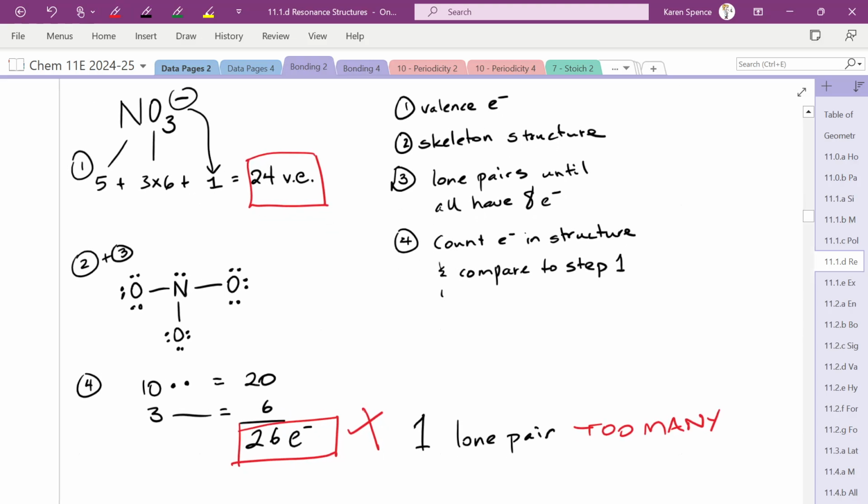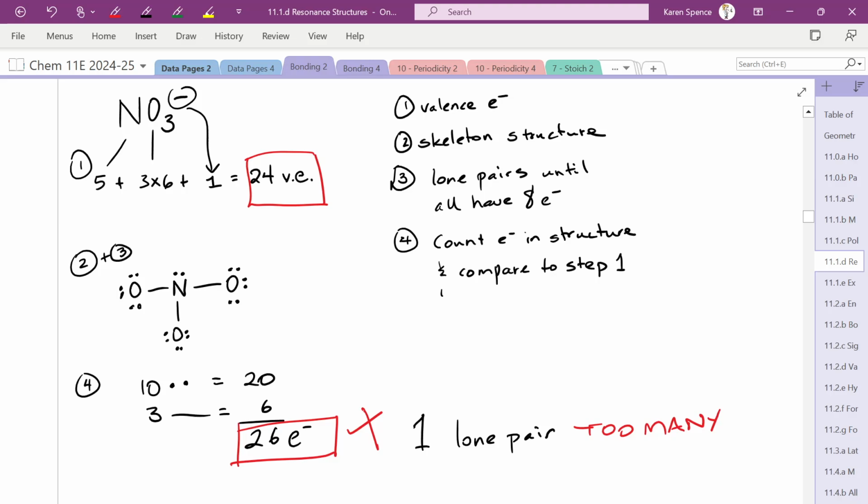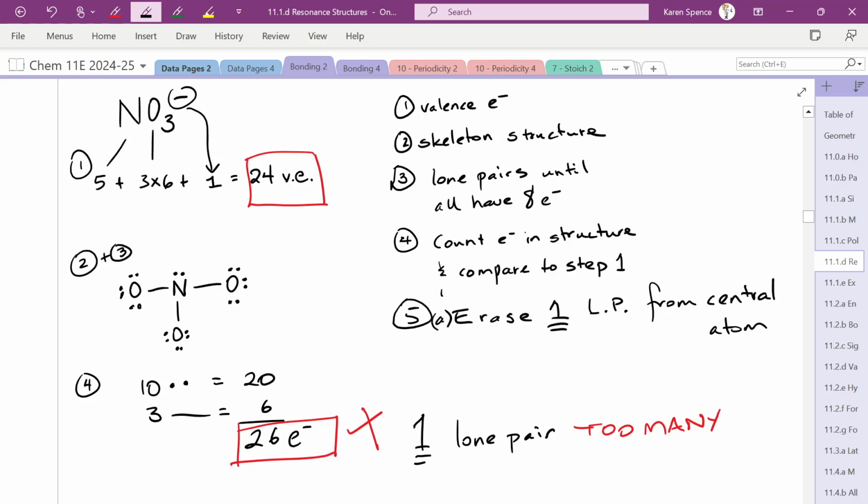Did we all get up to here okay? Okay. What do we do with that one lone pair too many? We erase one lone pair from the central atom. I'm just going to put LP for lone pair. There it goes. Bye-bye.